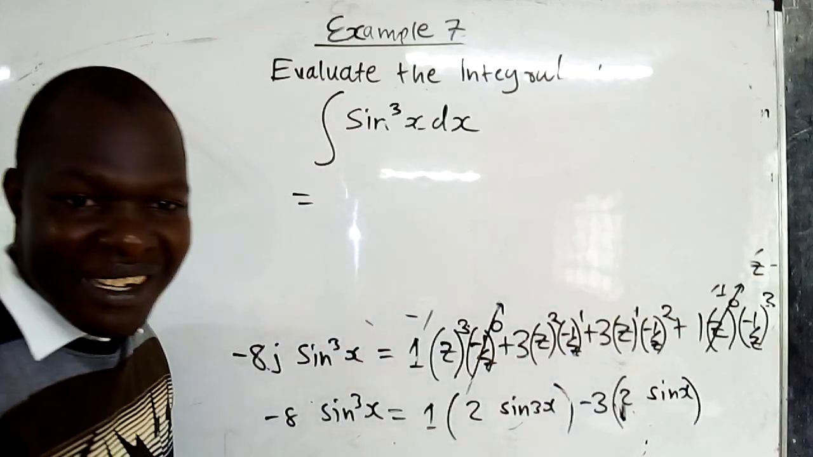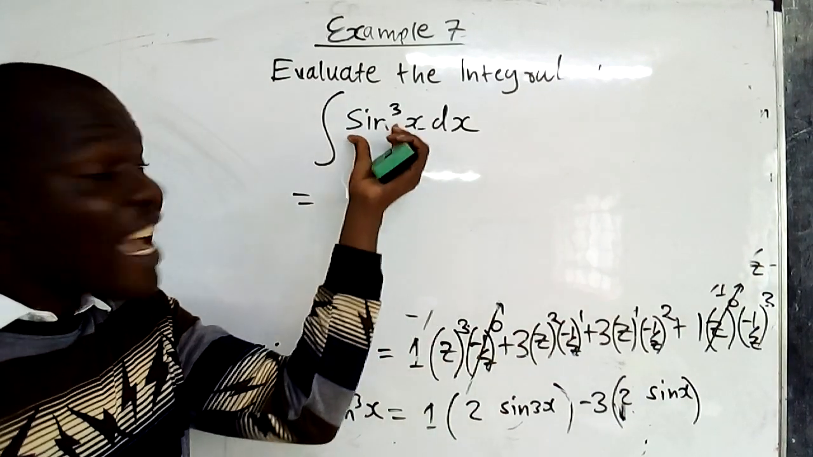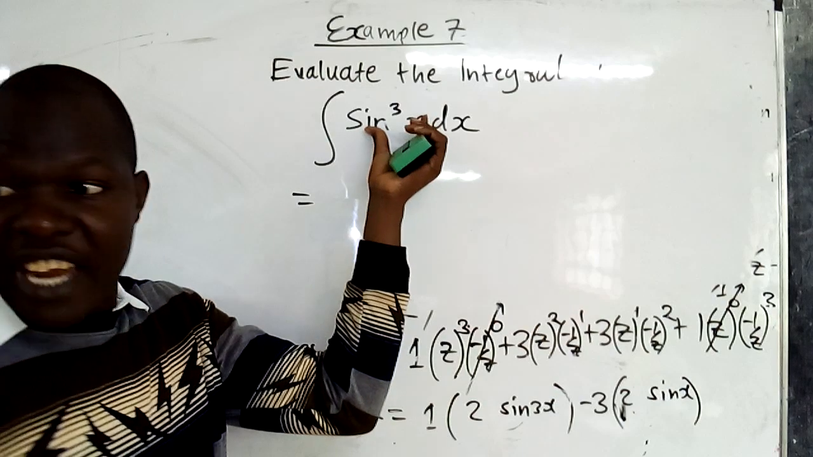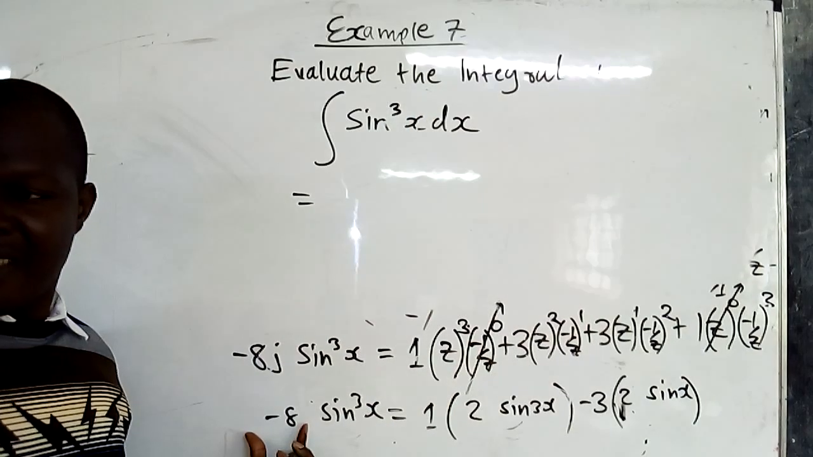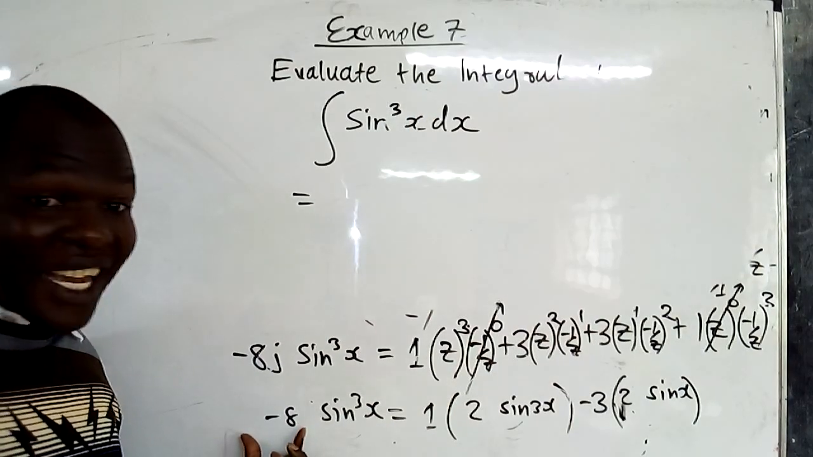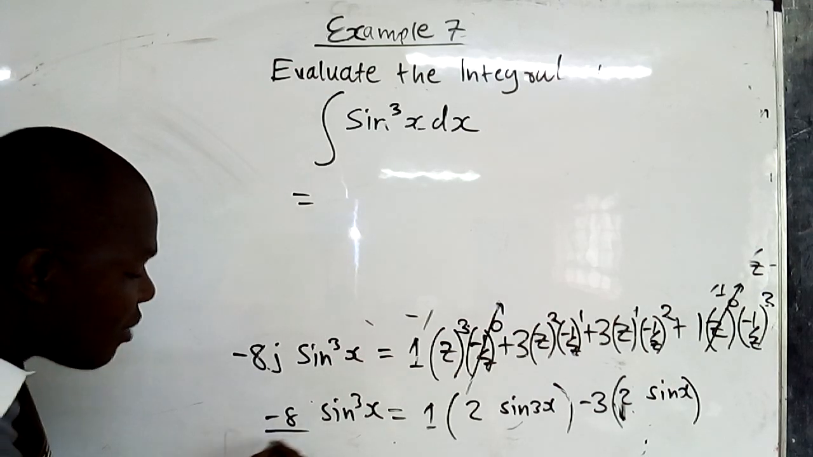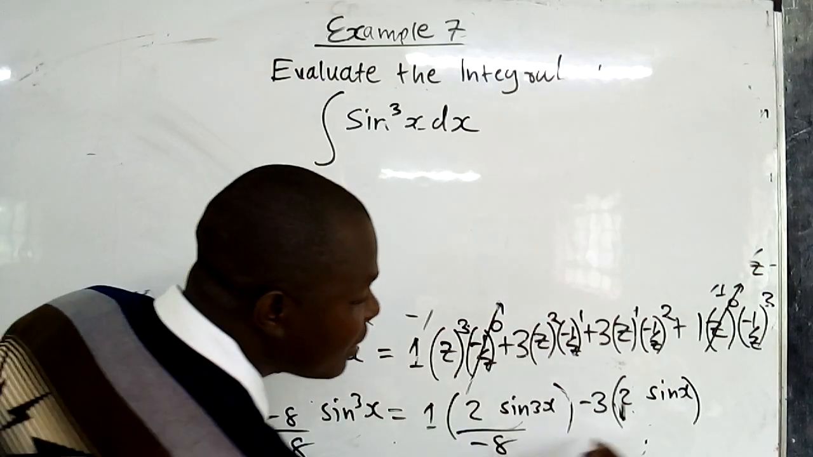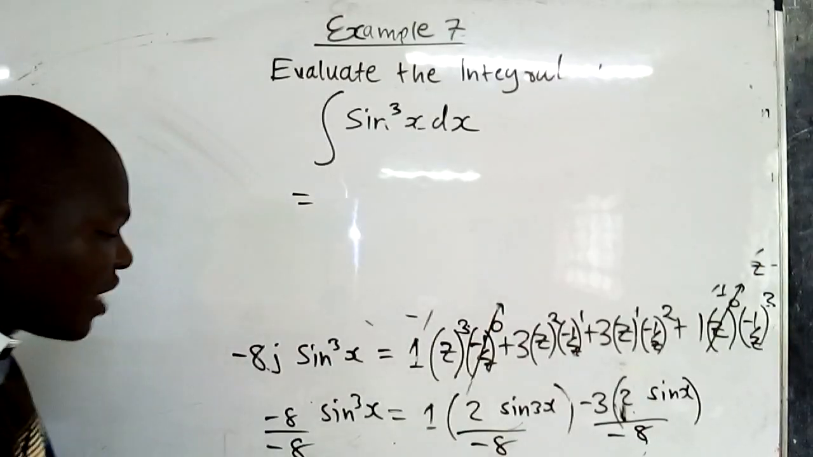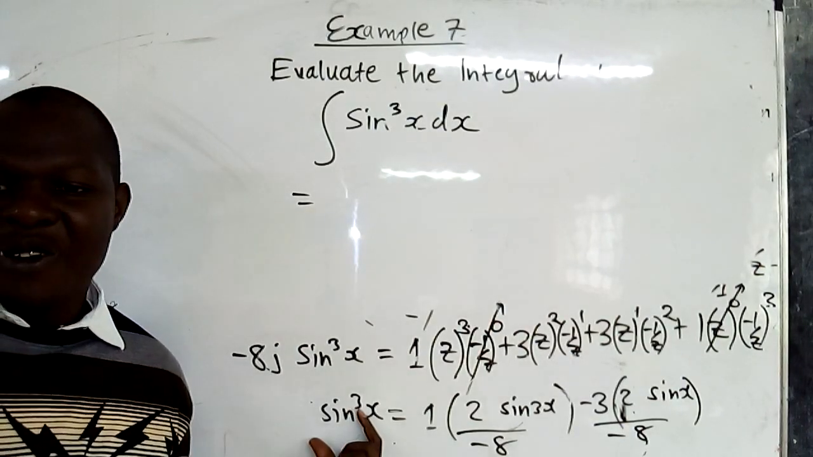minus that, isn't it? But what do we need? See, we need sine cubed x. If we need sine cubed x, what do we remove? We remove negative 8, isn't it? Meaning we divide both sides of the equation by negative 8. So at the end, what have we found?